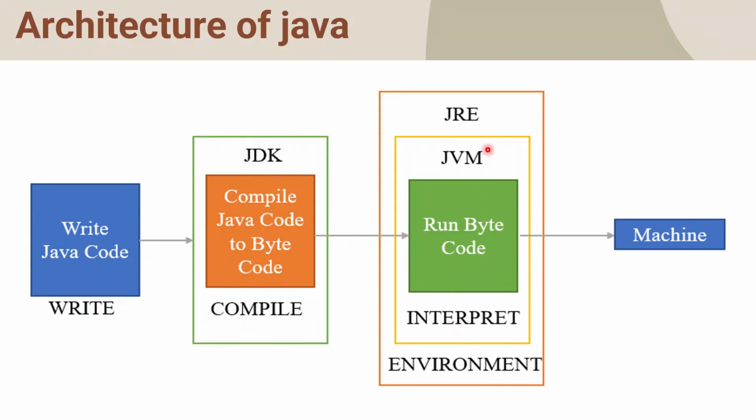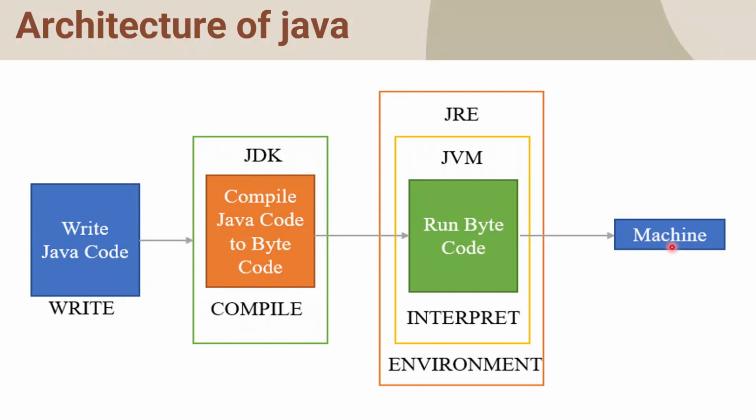The JVM, that is the Java Virtual Machine, is going to convert your bytecode into machine level instructions, which the system is going to understand. So these bytecodes are converted into machine level instructions so that the machine is going to understand your program. So this is how the Java Virtual Machine works. I hope you understood this environment.